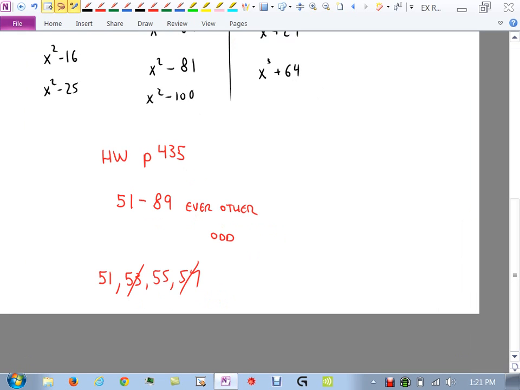So you're going to do numbers 51 through 89, which is a lot of problems, but it's supposed to say every other odd. That means start at 51, skip 53, do 55, skip 57, do 59, skip 61, right, do 63. Just do that, every other odd. But if you're really trying to get good at this factoring, you just do every odd.